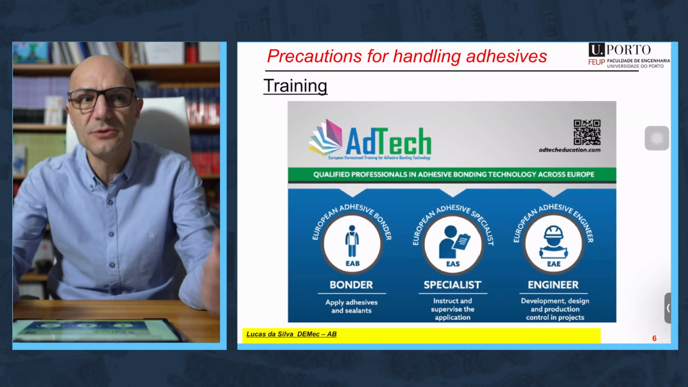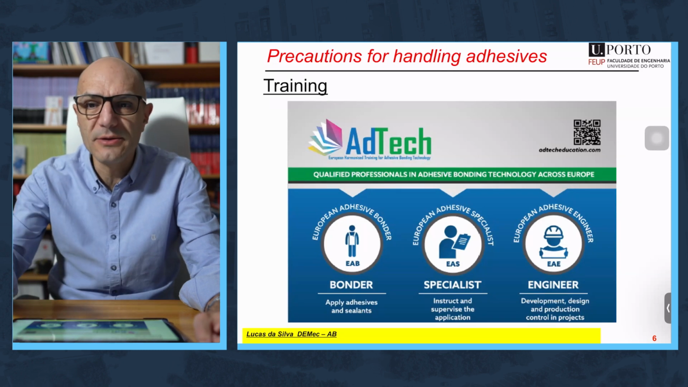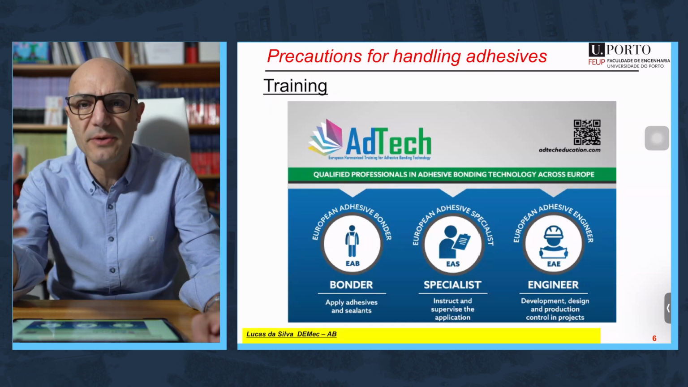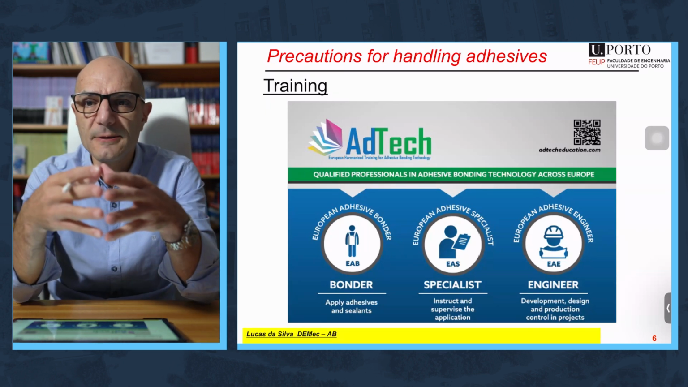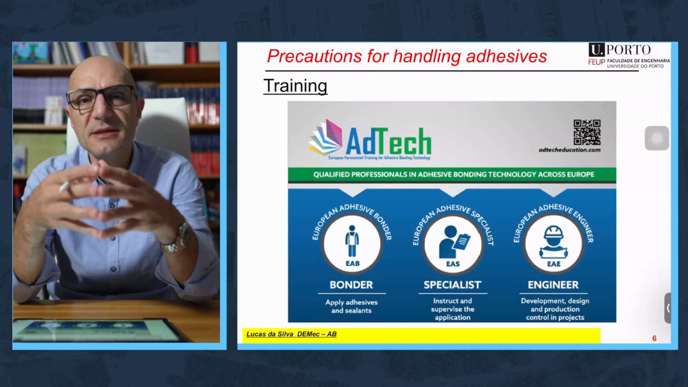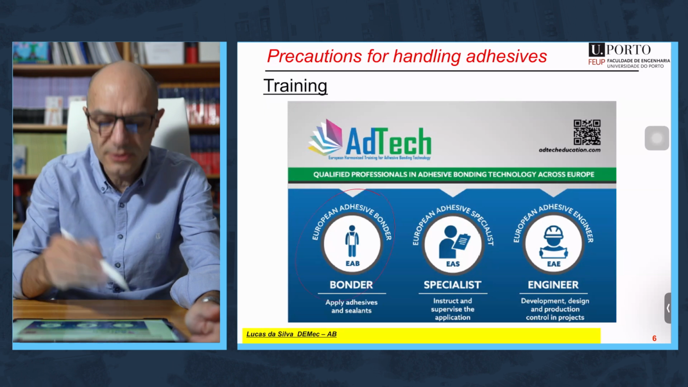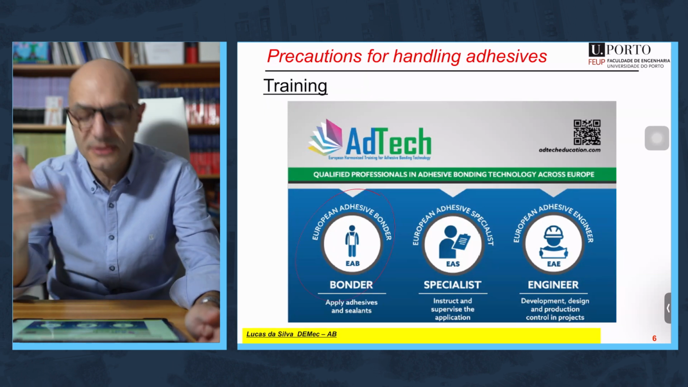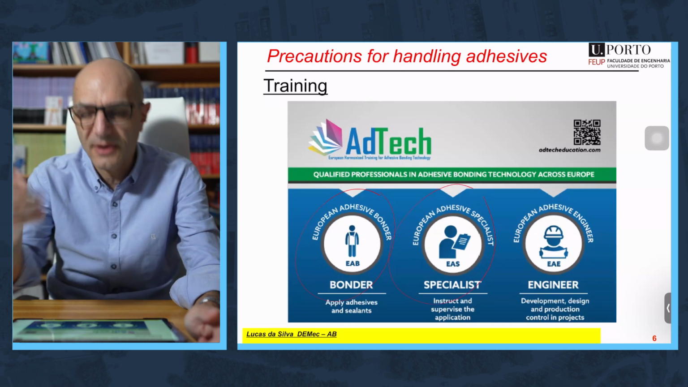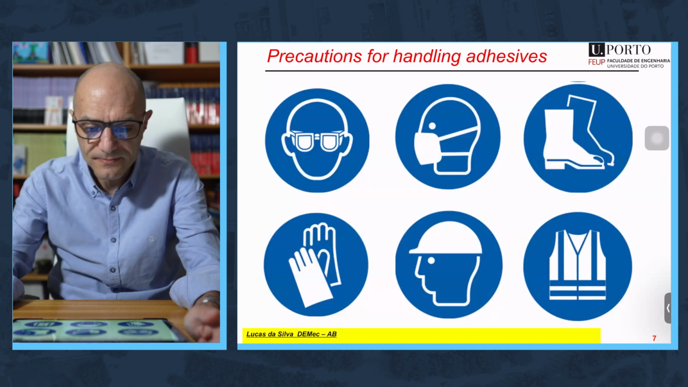One way to reduce the risk is to have training, accredited, specialized training according to EWF, the European Welding Federation. This institute has courses for welding and also has courses for adhesive bonding, at 3 levels. For the bonder course, we are talking about 40 hours. For the European specialist, we are talking about 150 hours. And the engineer, we are talking about 300 hours.